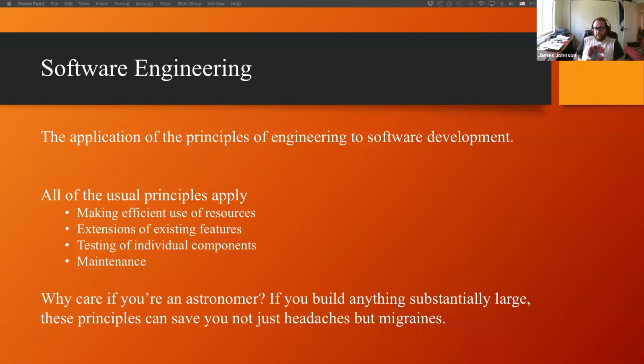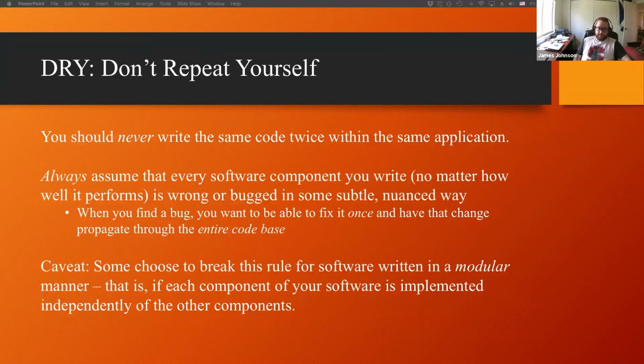And so substantially large in this case doesn't just mean production level software. It doesn't mean that you're building a Python package which you're going to release publicly. It might mean that you've just written a lot of code for a research project and you need it to stay organized. The first and foremost principle of software engineering in this regard, in terms of organizing your workflow, is the acronym DRY, which stands for Don't Repeat Yourself.